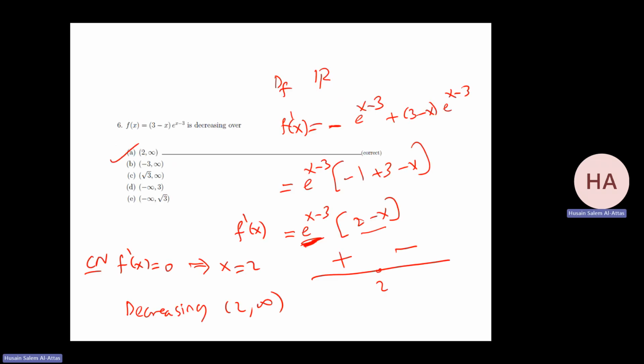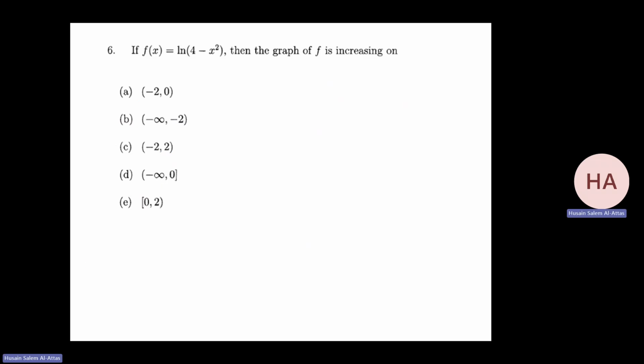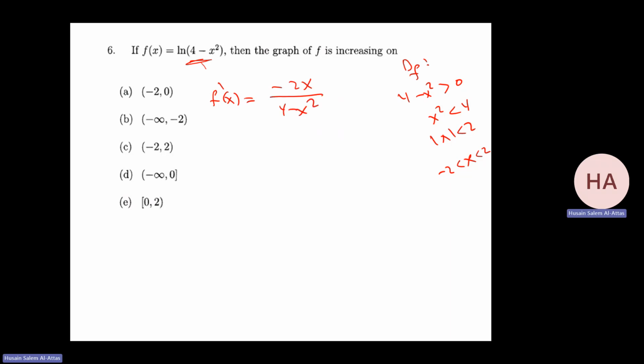Okay. Now a different function. I have ln. Be careful about the ln. What will be the domain of the function? Yeah, I need 4 minus x squared to be positive. So I have x squared less than 4. Absolute value of x less than 2. So x between minus 2 and 2. Yeah. This is my domain. Okay. Now we need to find f prime. That will be minus 2x over 4 minus x squared.